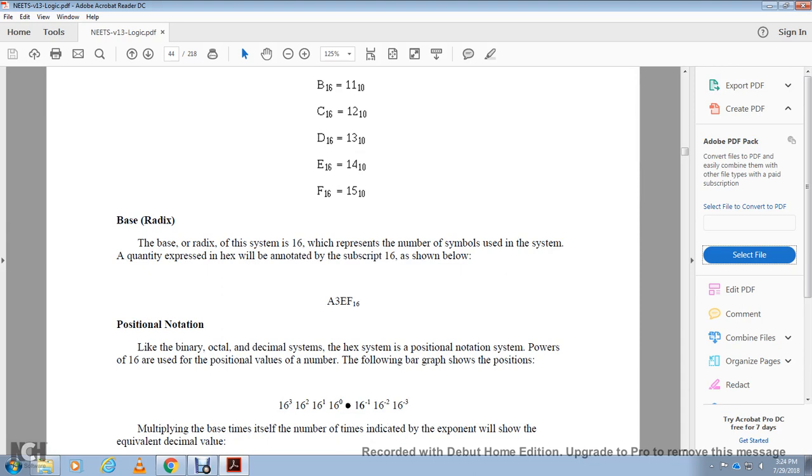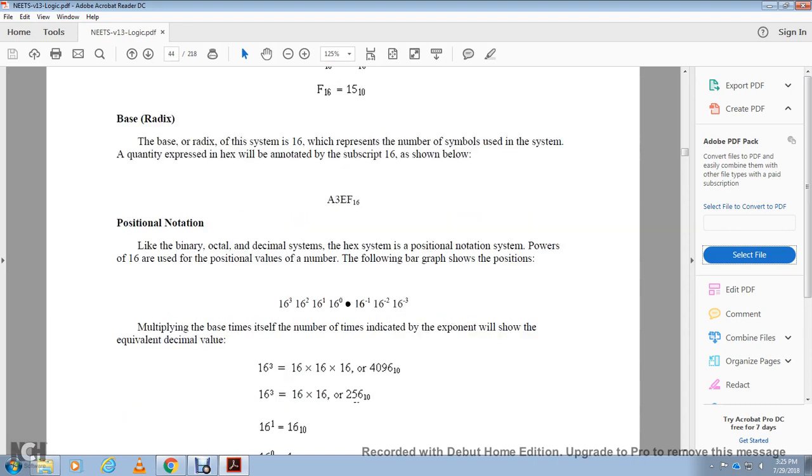Position 6 to the 13, 16 to the second, 16 to the first, 16 to the 0th. The hex positional notation radix is 16; 16 to the negative first, 16 to the negative second, and 16 to the negative third. Multiplying the base times itself the number of times indicated by the exponent will show the equivalent decimal value.